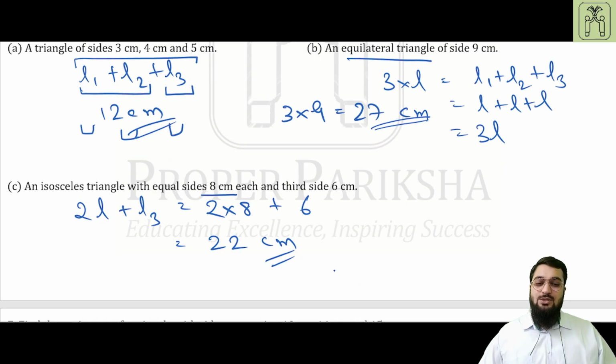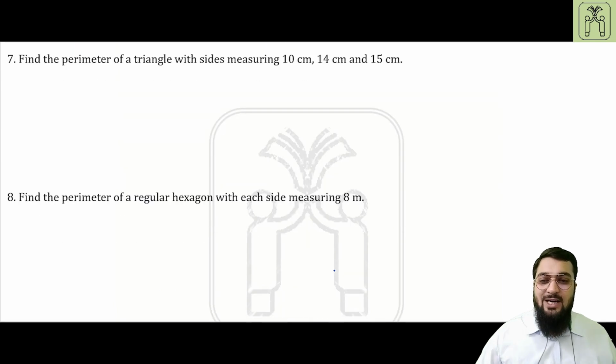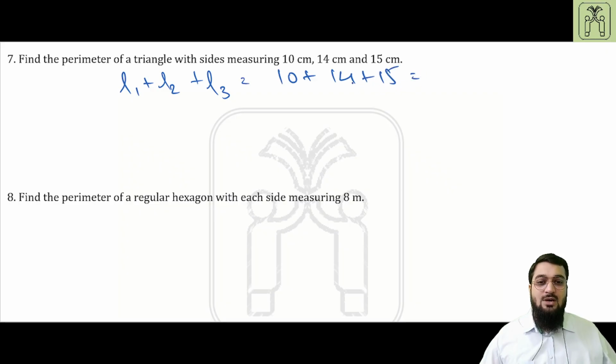Coming to the next question. Question number 7. Find the perimeter of a triangle with sides measuring 10 centimeters, 14 centimeters, and 15 centimeters. So the perimeter can be found by just adding the unequal sides. So L1 plus L2 plus L3, and that will give you 10 plus 14 plus 15. 14 plus 15 is 29, and 10 more is equal to 39 centimeters.